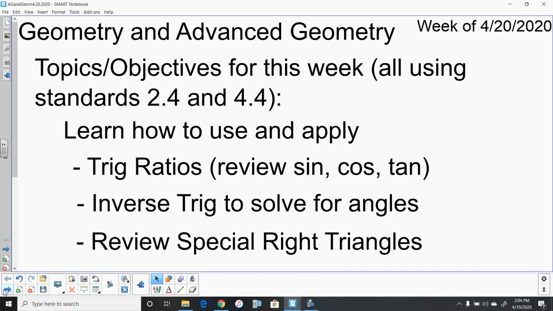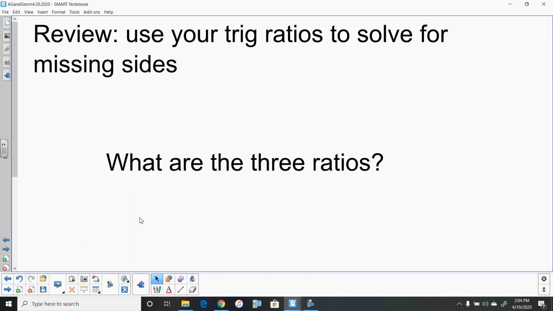So let's go ahead and begin. Again, if you did not do last lesson, you're not going to understand these initial problems. You're not going to understand inverse trig. No worries. Go back and do that last lesson and the last assignment, please. That'll be huge. But let's review. What are the three ratios that we have in trigonometry? Remember the thing that we use to remember them.